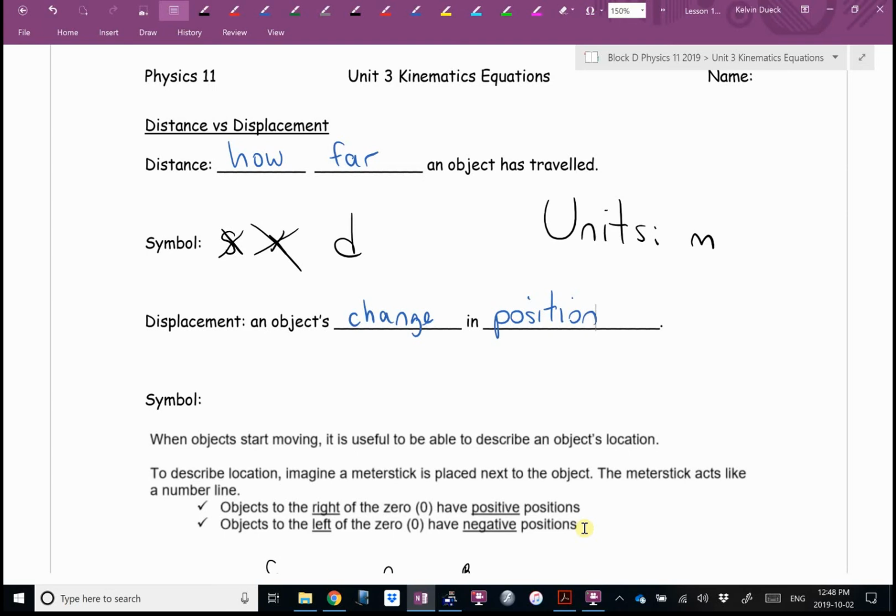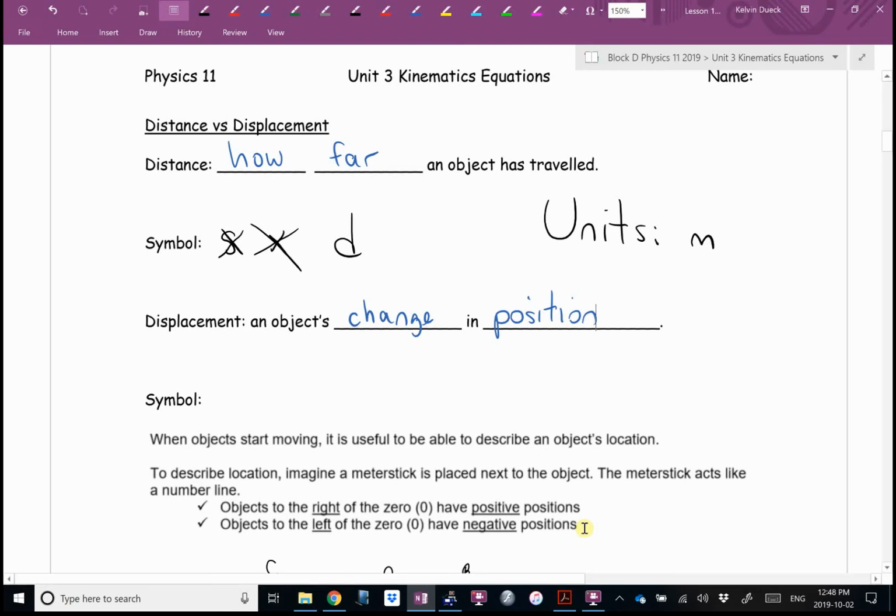Okay. Back to 0. Count with me. 1, 2, 3. How many steps did I take? 3. What's my distance? 3 meters, because that's how many steps I took. But what's my displacement? Not 3. What's my change in position?